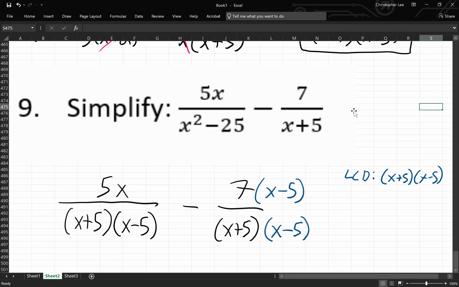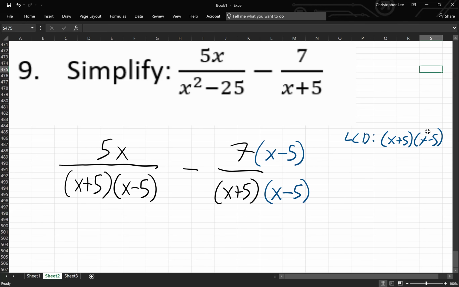So let's look at what I have now. I want to do subtraction, and the only way that I can subtract fractions is if they both have the same denominator. So I find the LCD, which is x plus 5 and x minus 5, and then I make both the denominators the same. The second term has an x plus 5 in the denominator, but doesn't have an x minus 5. But what I do to the bottom, I do to the top.